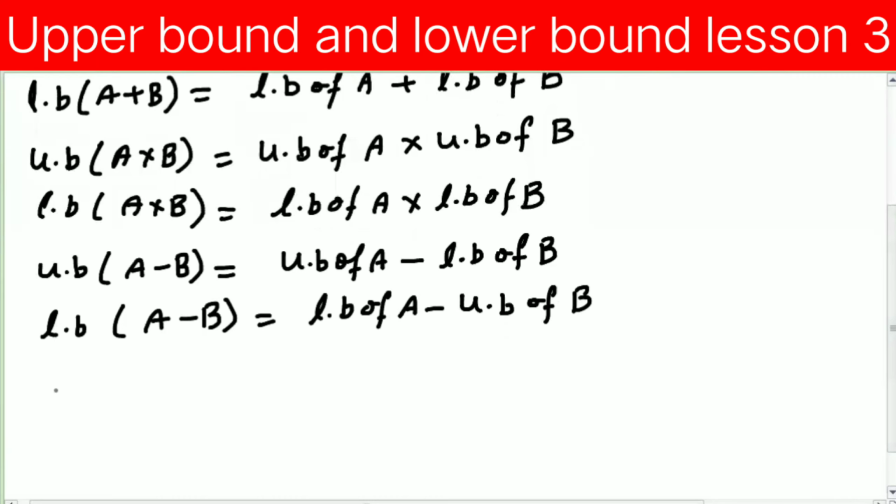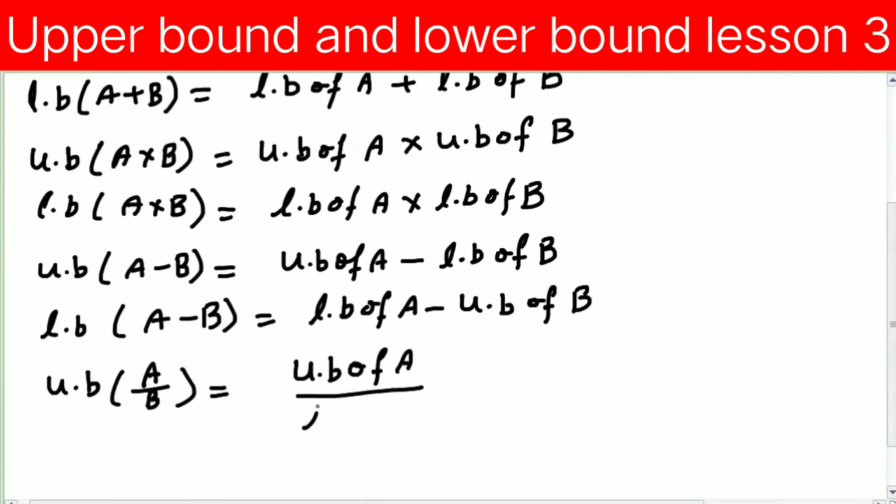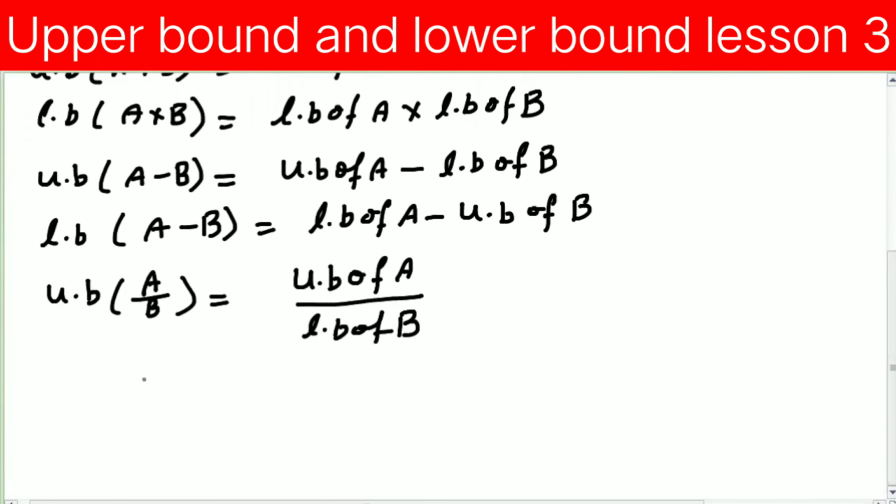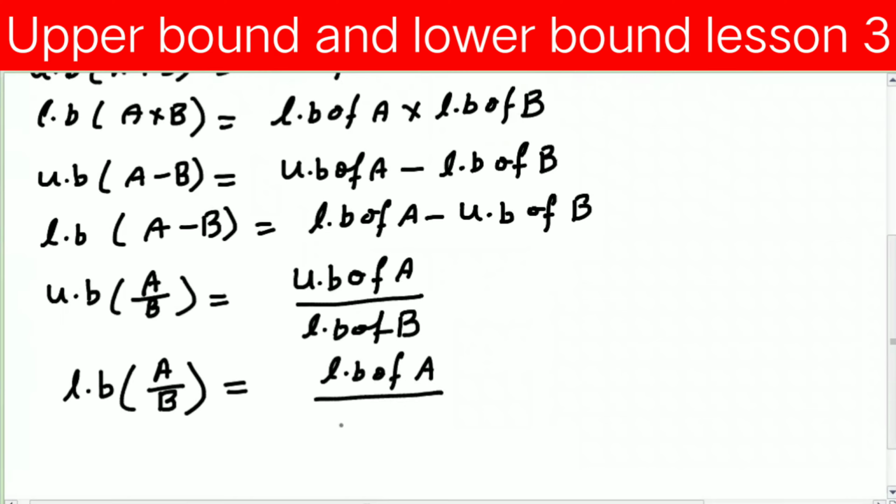And in case I have to find upper bound of A divided by B, then I will use upper bound of A and lower bound of B. And if I have to find lower bound of A divided by B, I will use lower bound of A divided by upper bound of B.